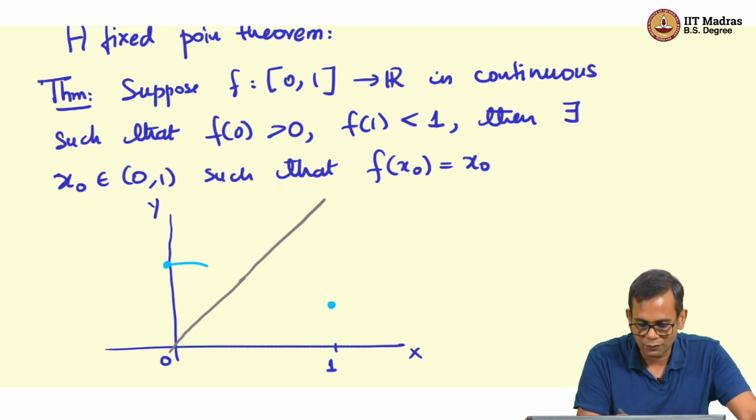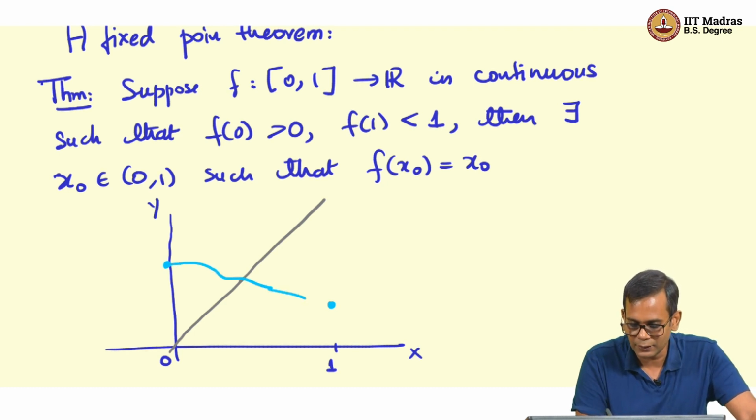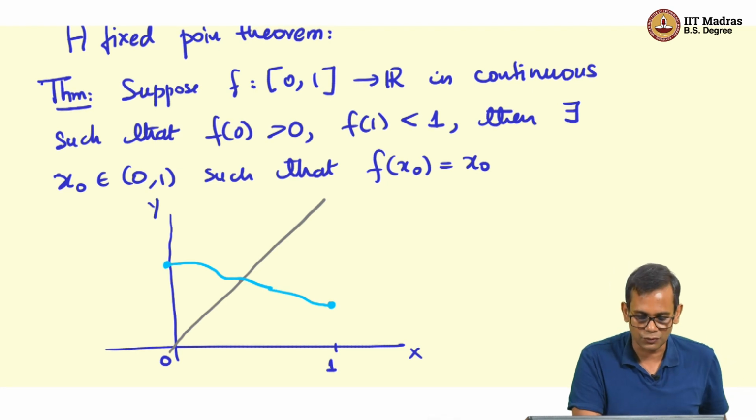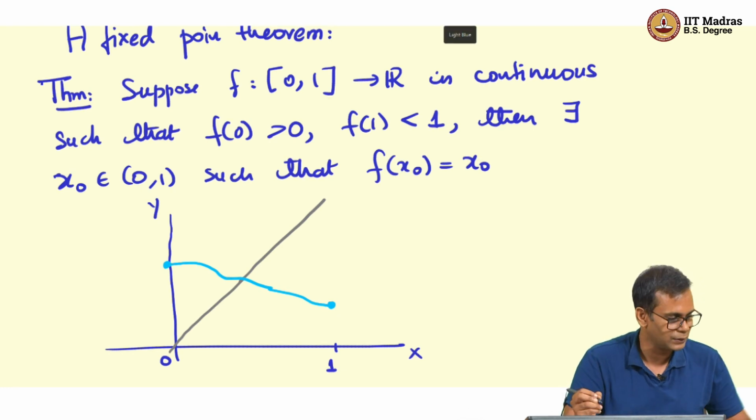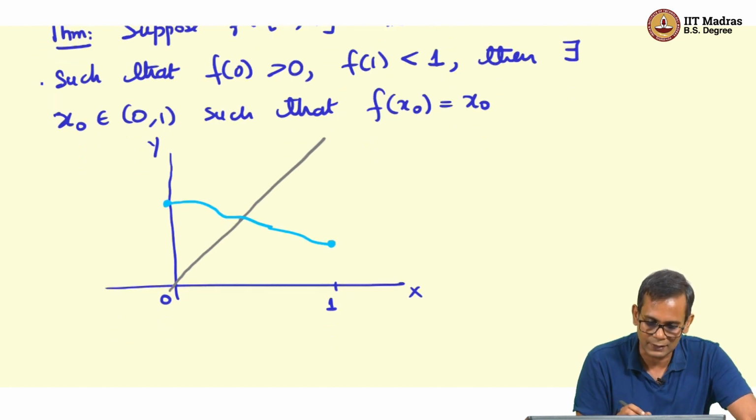And the graph of this function, well, it's some continuous curve that goes from this point that lies on one side of this diagonal gray line at 45 degrees to the other. And so, it must cross this line at some point. A formal proof using the intermediate value theorem is very simple.